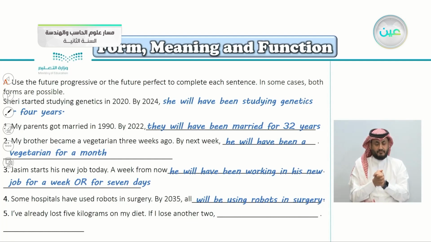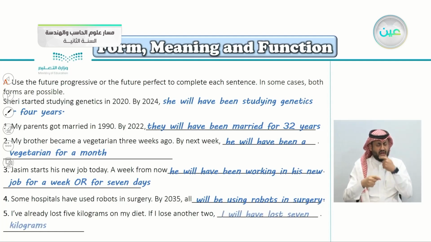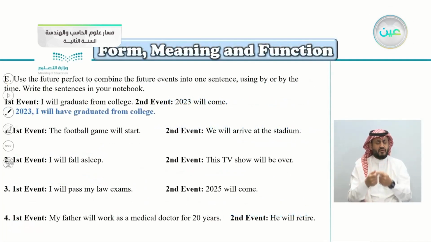robots in surgery. Number five, I've already lost 5 kilograms on my diet. If I lose another 2, this is a simple math here. Yes, I will have lost 7 kilograms. If I lose another 2, I will have lost 7 kilograms.